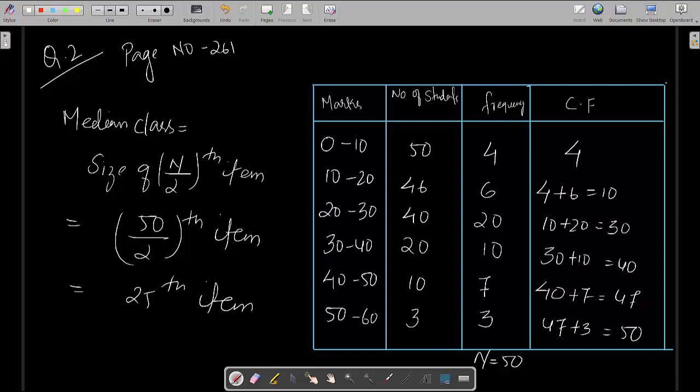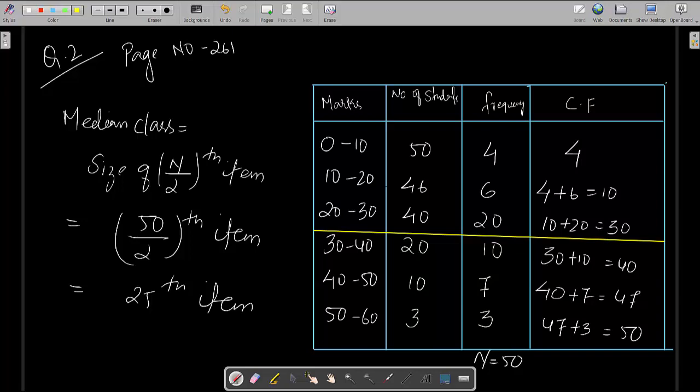Where can we find 25 here? If you look into it, 25 will be here under 30, right? So I told you, once you find out which item lies where, you can underline it so that it will be easy for you to know what is what, right? Okay. So here, 25 lies under 30.